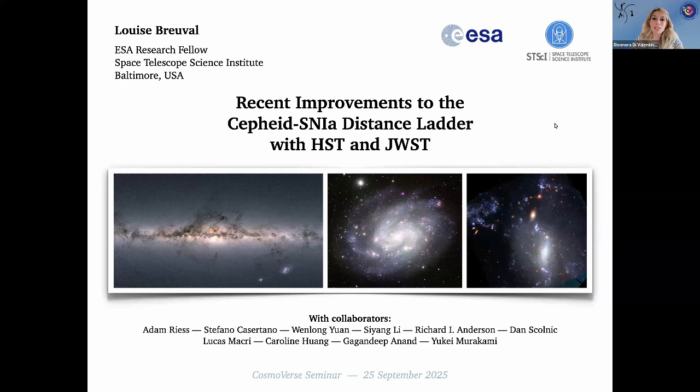She obtained her PhD in 2021 from Paris Observatory, where she studied Cepheid distances using Gaia and the Cepheid metallicity dependence. After that, she joined the SHOES team at Johns Hopkins University, where she worked on Hubble Space Telescope observations of Cepheids. And in 2025, she moved to the Space Telescope Science Institute as an ESA Fellow, where she investigates the systematics of primary distance indicators. Today, she will present recent improvements to the Cepheid supernova distance ladder with HST and JWST. Louise, please, you can start when you're ready.